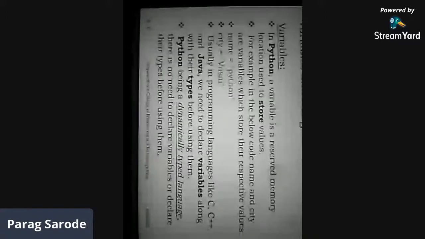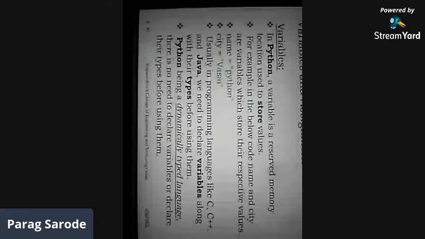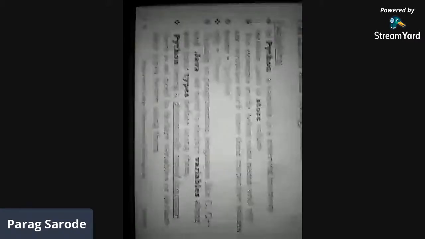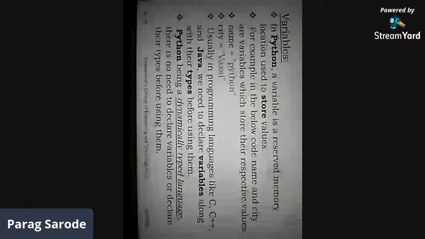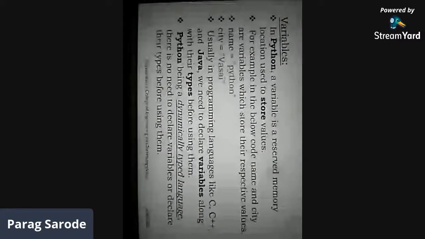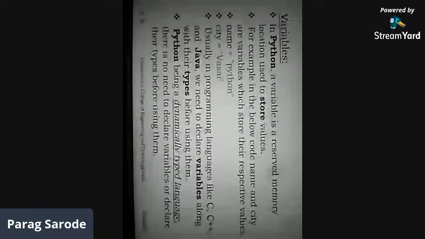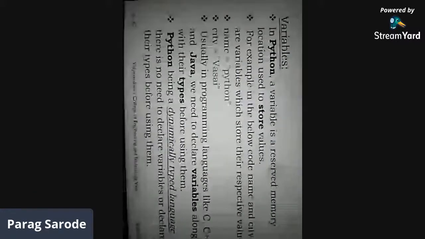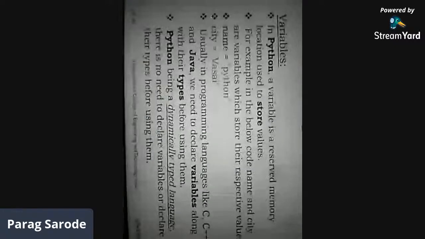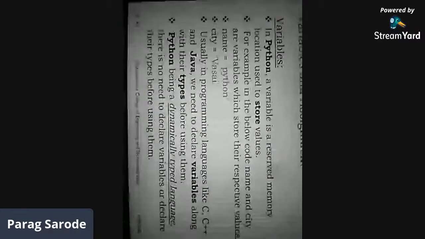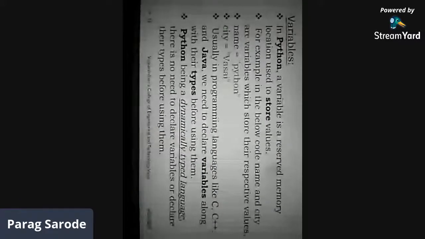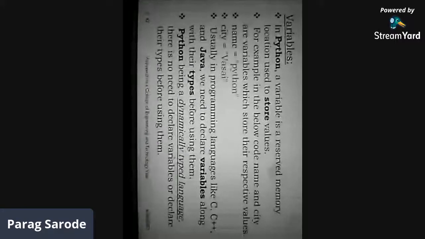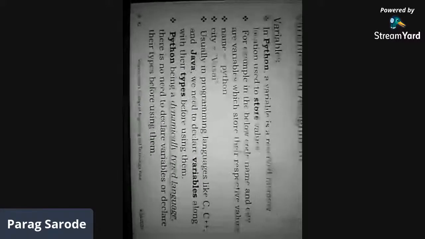Usually in programming languages like C, C++, and Java, we need to declare the variables along with their types before using them, right? But Python is a dynamically typed language. What does that mean? It is not necessary to declare the variable, right? You can dynamically assign any data to the variable. So that's why it is called a dynamically typed variable. There is no need to declare the variable or its type before the usage, right?